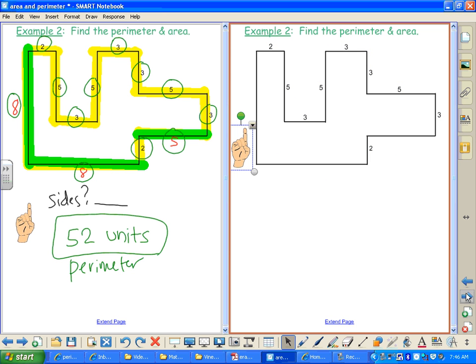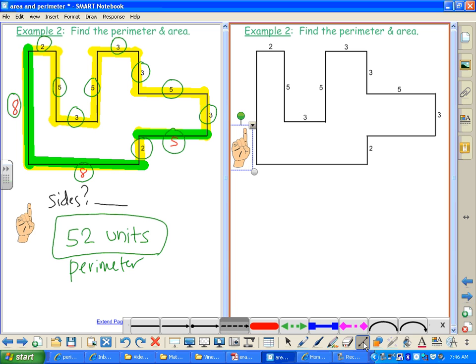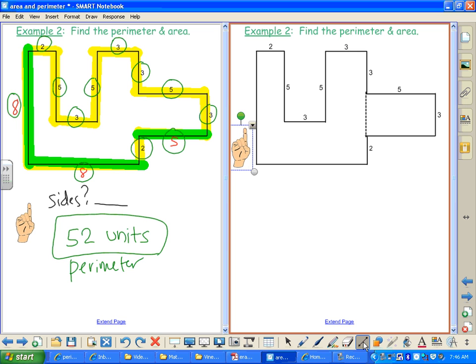Moving on to the area. What I want to do first of all is to break it apart into geometric shapes. And let's start with this one here. Notice how I could create a rectangle there. Notice how I could also create a rectangle here, as well as, and by the way, there's more than one way of breaking these apart, as you can see. One way is not the correct way over the other here.